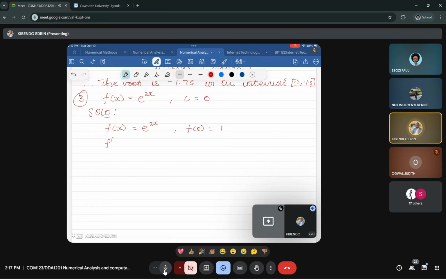So we find the first derivative. What will be the answer? 3e to the 3x. When you put in 0, it becomes 3.